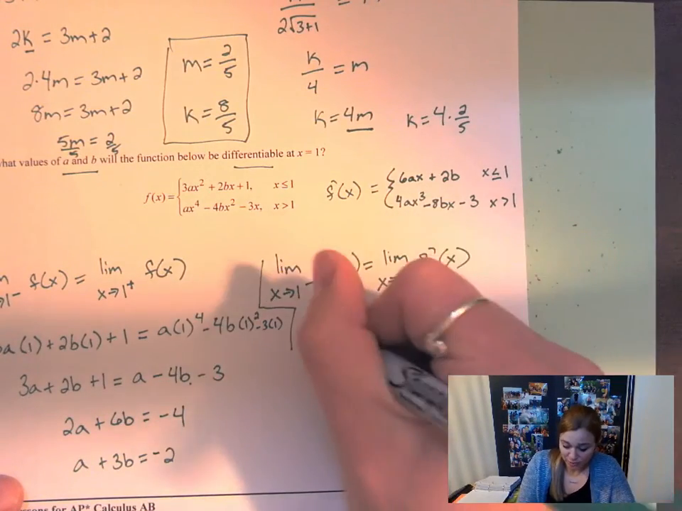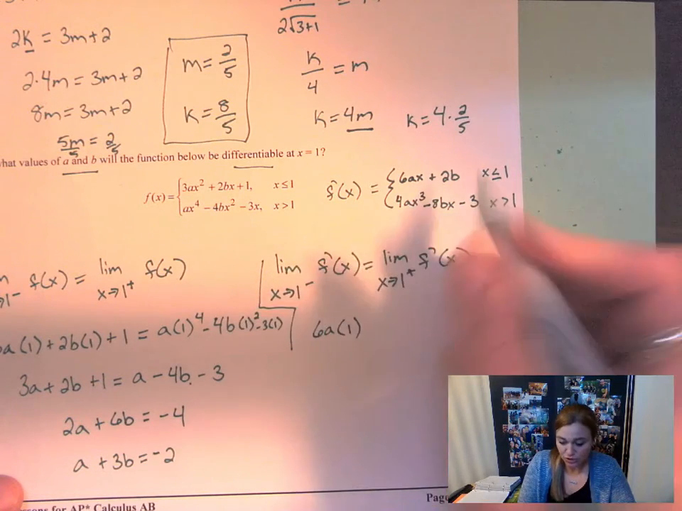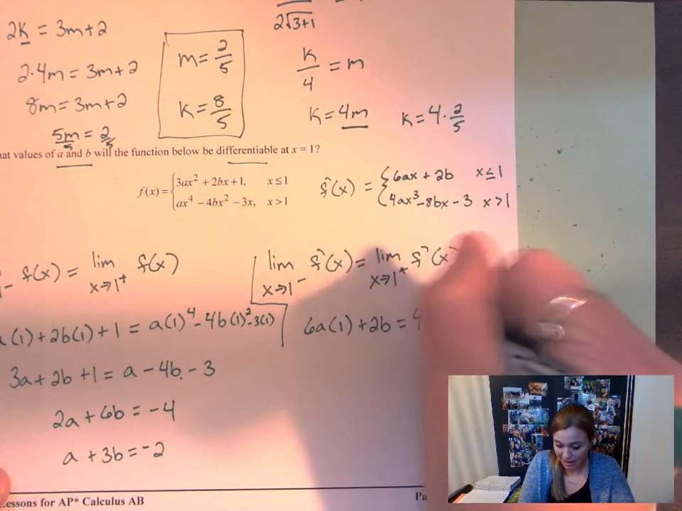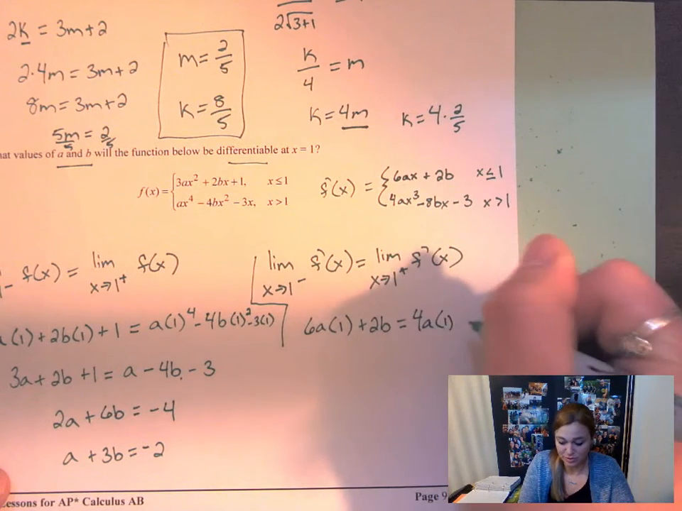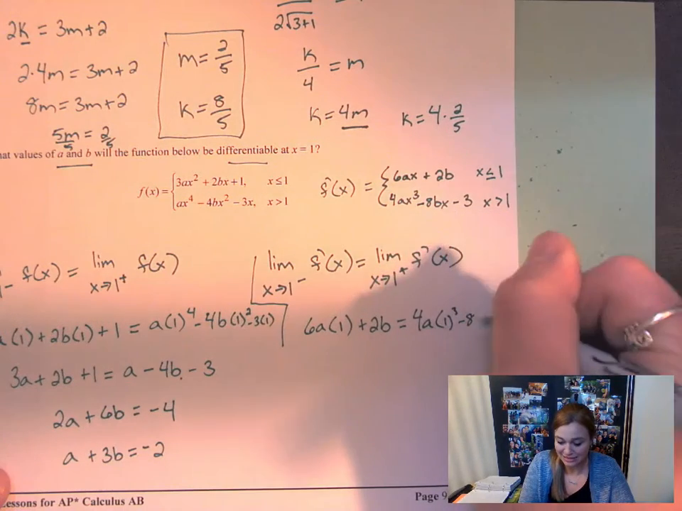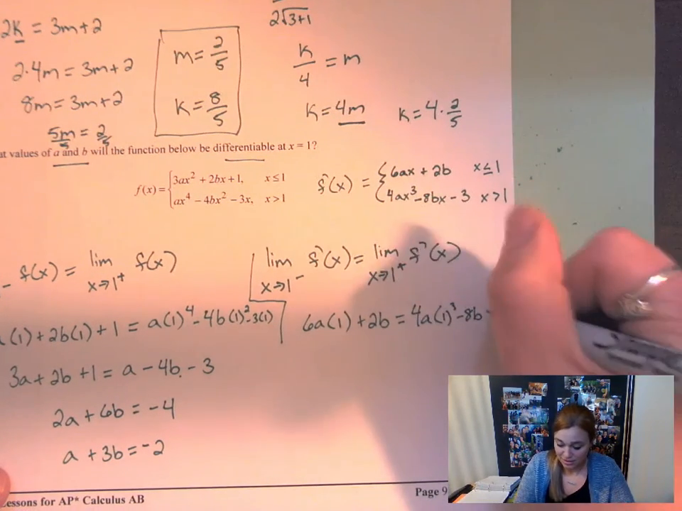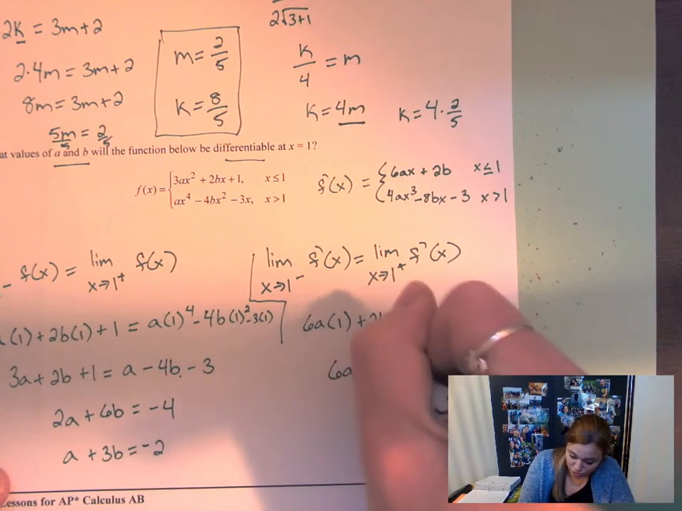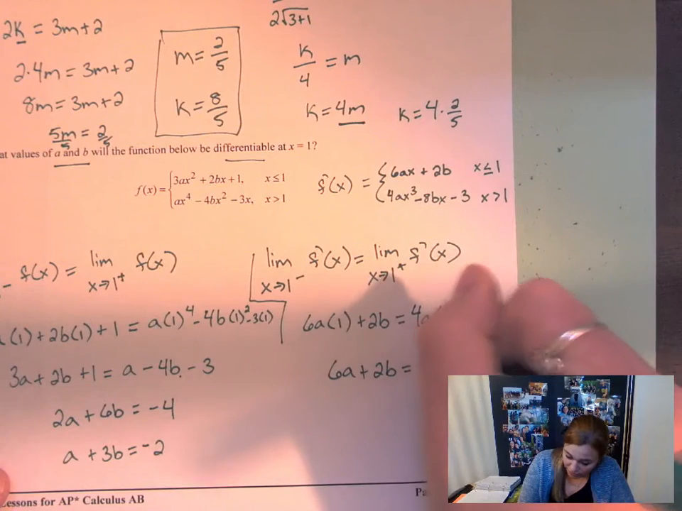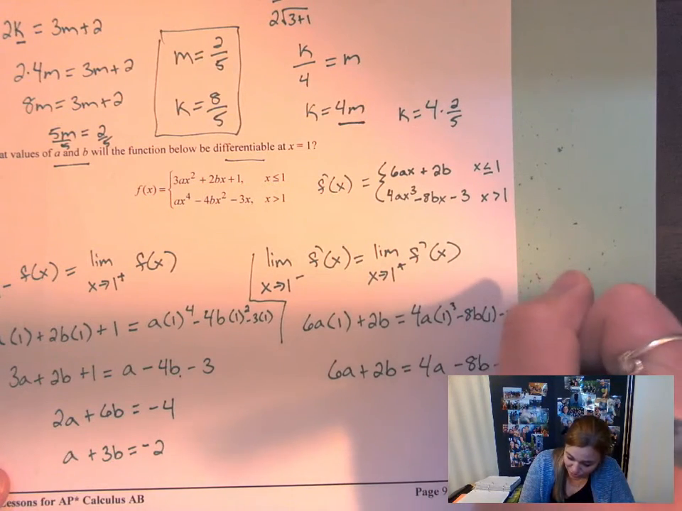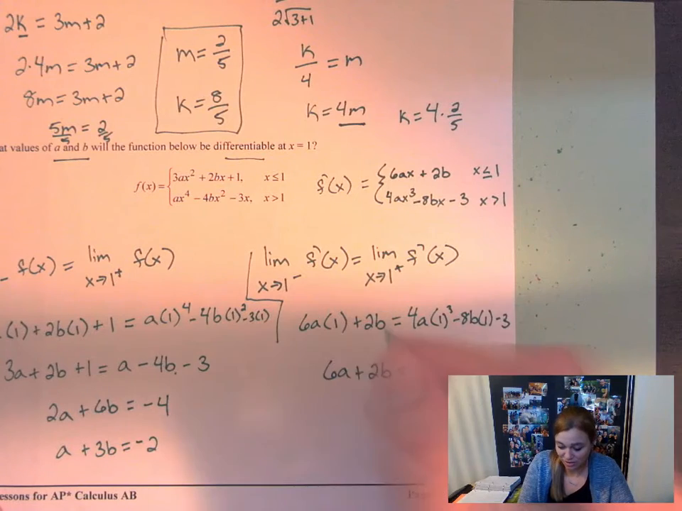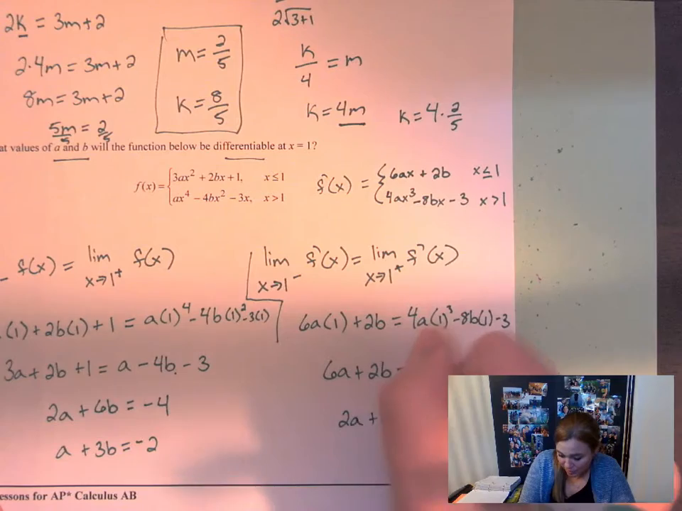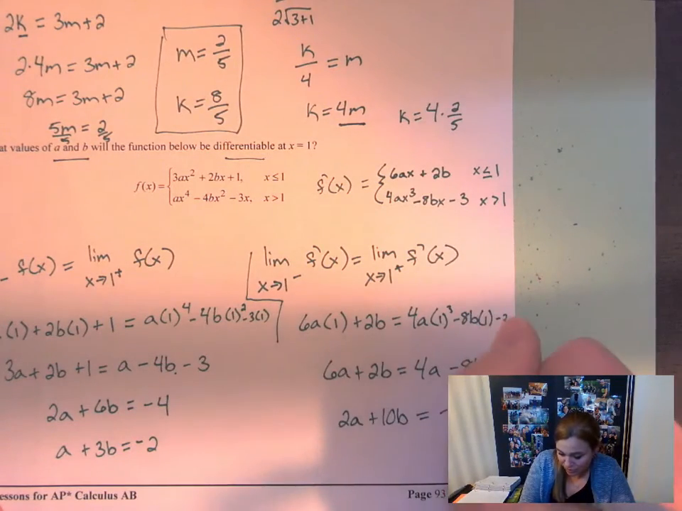So the limit from the left would be 6a, and then you're substituting in 1, plus 2b. From the right, 4a, 1 to the third would just be 1, minus 8b times 1 minus 3. So I've got 6a plus 2b equals 4a minus 8b minus 3. I'm just going to put these together a little bit, subtract. So I get 2a plus 10b is equal to negative 3.